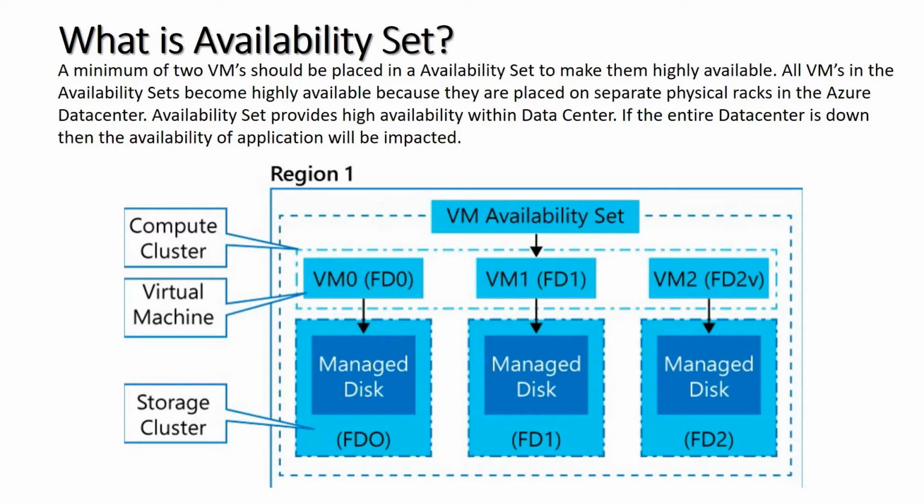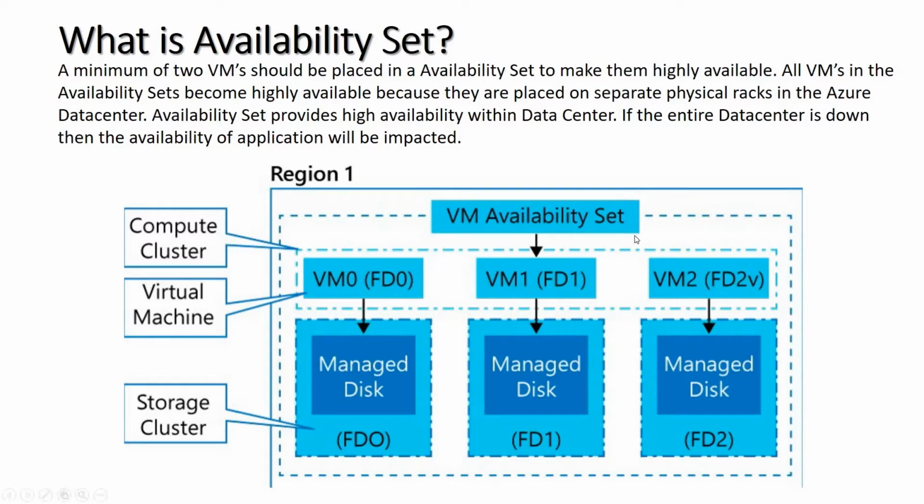What is an availability set? A minimum of 2 VMs should be placed in an availability set to make them highly available. All VMs in the availability set become highly available because they are placed on separate physical racks in the Azure data center. Availability set provides high availability within a data center. If the entire data center is down, then the availability of the application will be impacted.